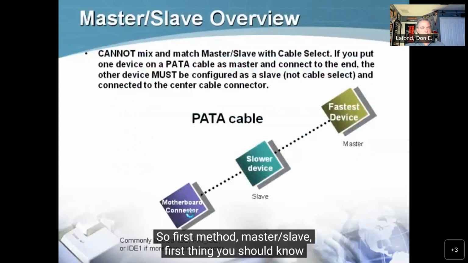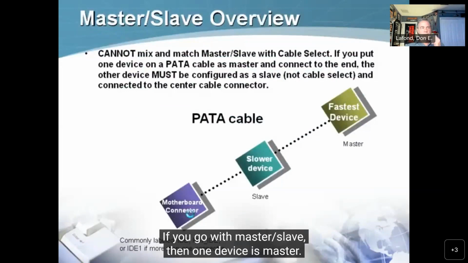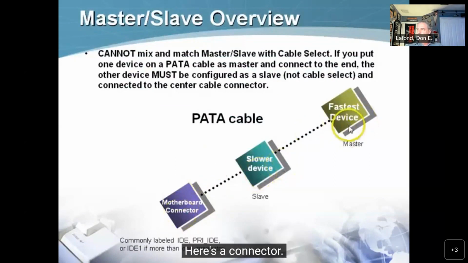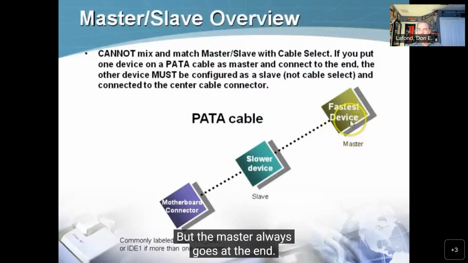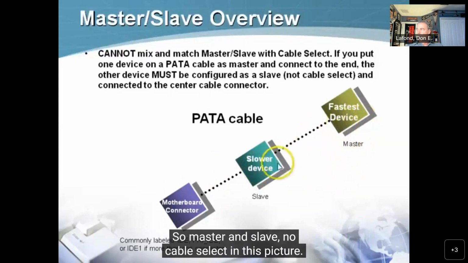So first method, master slave. The first thing you should know is you can't mix and match. If you go with master slave, then one device is master. And if you only have one device, you always want to put it right here at the end of the cable. So this is a motherboard connector. Here's a connector, and we looked at those cables in the prior presentation. We'll see another one in this presentation. But the master always goes at the end. And if you add a second device, you configure it as slave. So master and slave, no cable select in this picture.